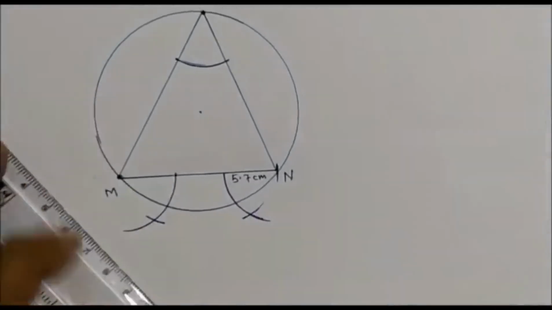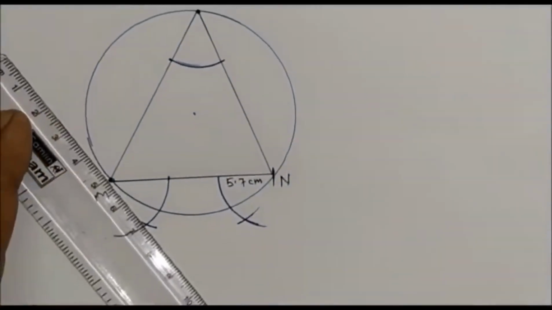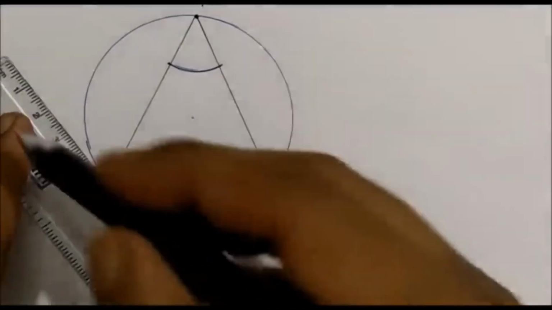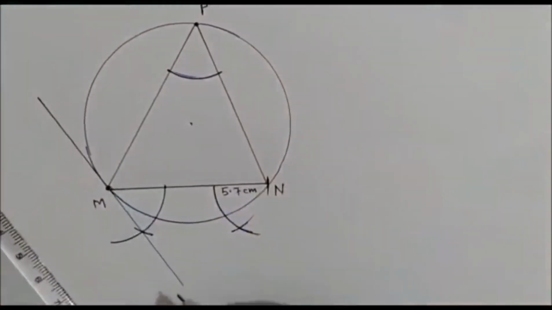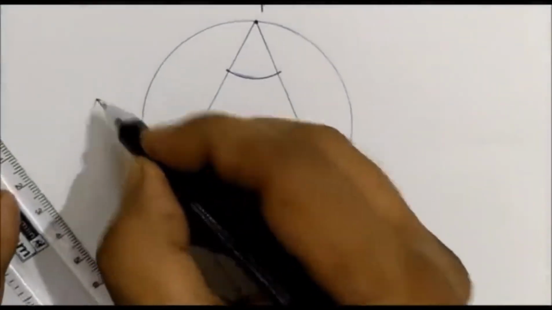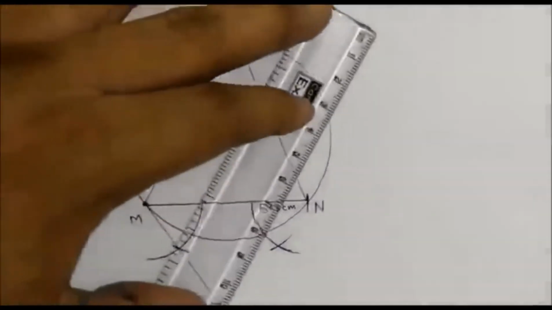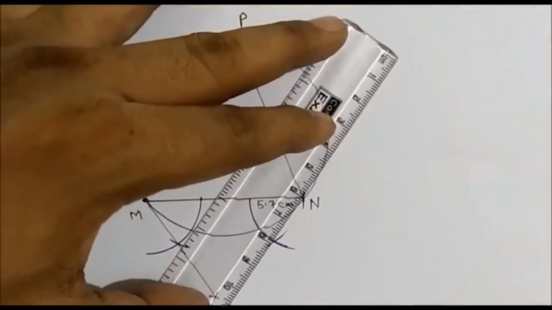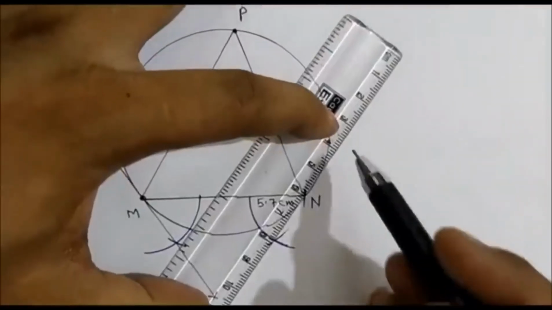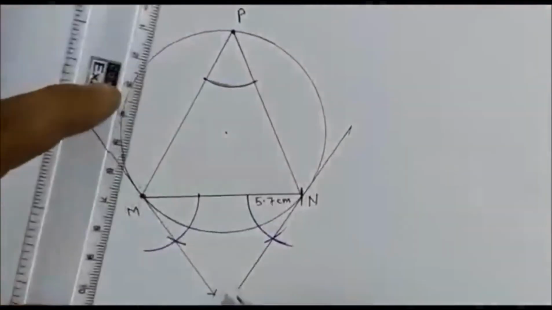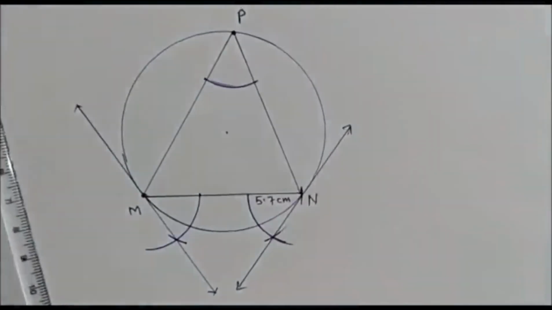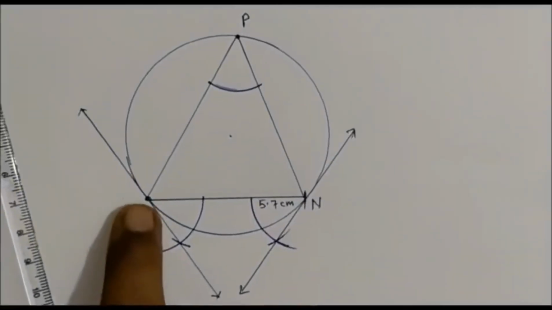Okay, and now next step, draw the tangent. So we have got the tangent now, one tangent at point M, and here also second tangent. You can see that, second tangent at point N. So you have got the two tangents, students.